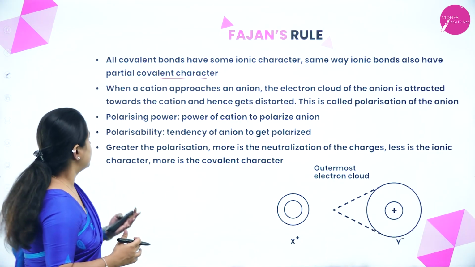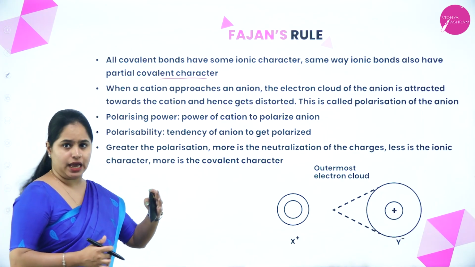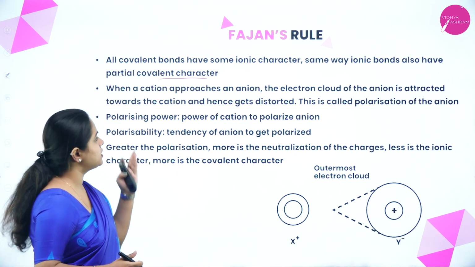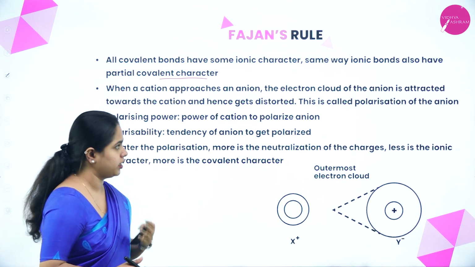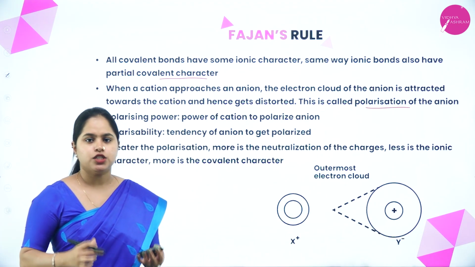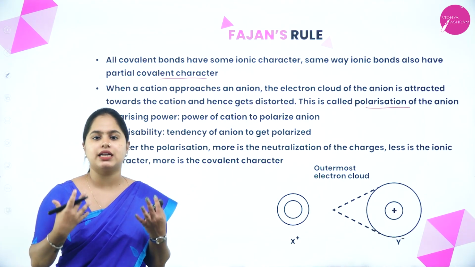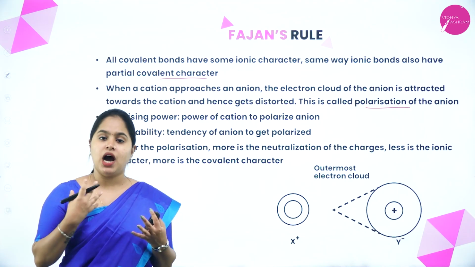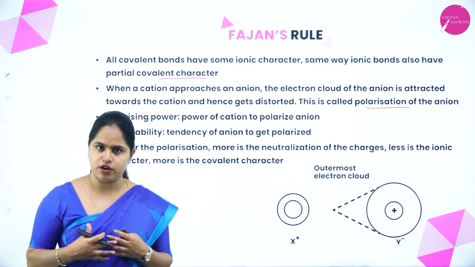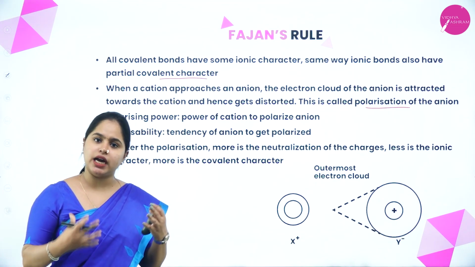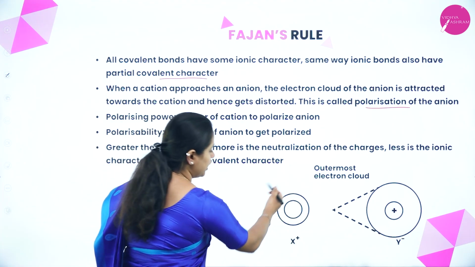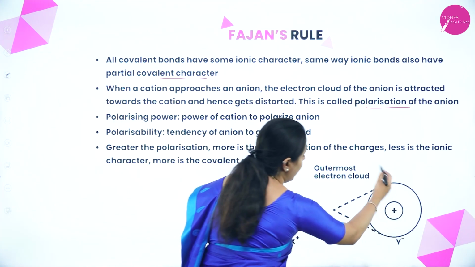So, clear? So, when a cation approaches an anion, the electron cloud of the anion is attracted towards the cation and hence gets distorted. This is called polarization of the anion. So, we are going to see what exactly is happening in here, how you can conclude that there is a covalent character in ionic bond. We know that ionic bond is formed between an anion and a cation. So, we are considering a cation here and an anion here.